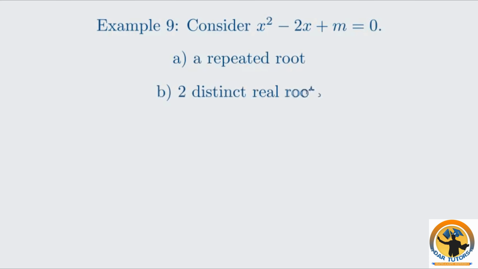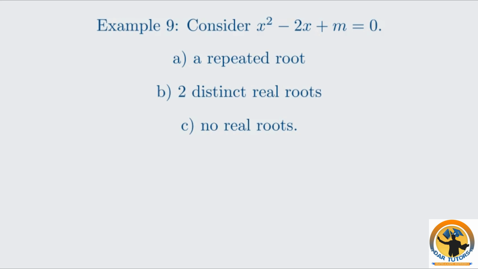The discriminant is especially useful when a quadratic equation contains an unknown constant. We can use it to find the values of that constant that result in a specific type of root. Let's consider the equation x squared minus 2x plus m equals 0. We want to find the values of m for which the equation has a repeated root, two distinct real roots, and no real roots. First, let's find the discriminant in terms of m.